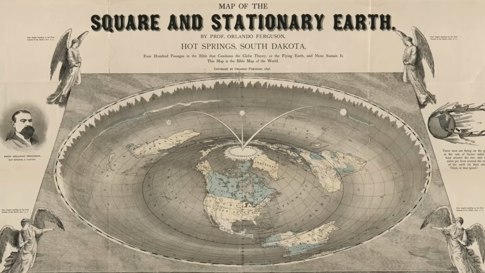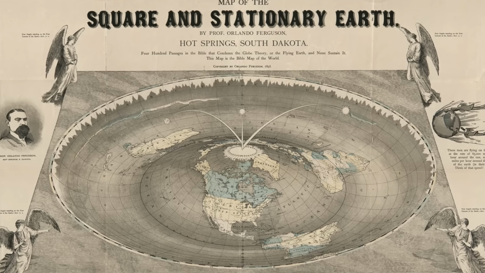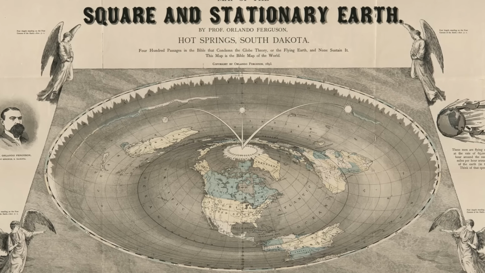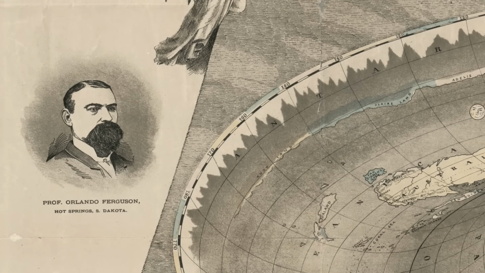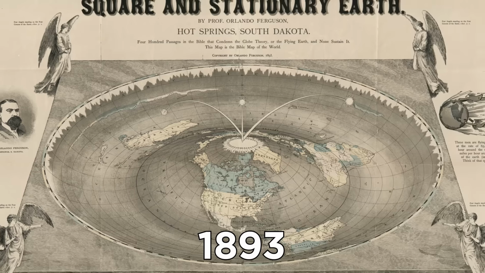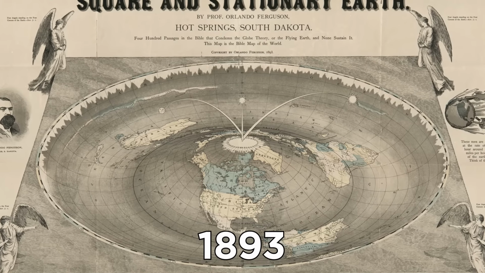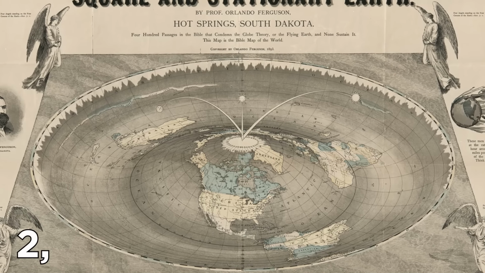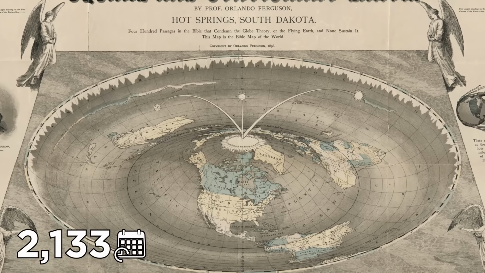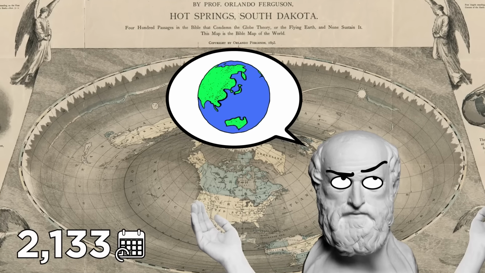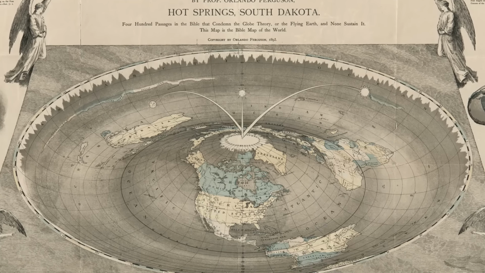Last but not least, I'd like to share with you this, a map of our square and stationary Earth by Professor Orlando Ferguson in 1893. Now I know what you're thinking. 1893? Isn't that 2,133 years after Eratosthenes proved the Earth is round? First off, congrats on the quick math there.